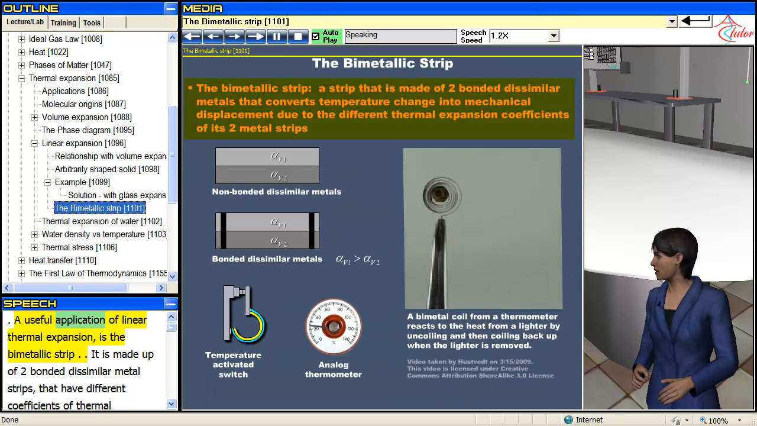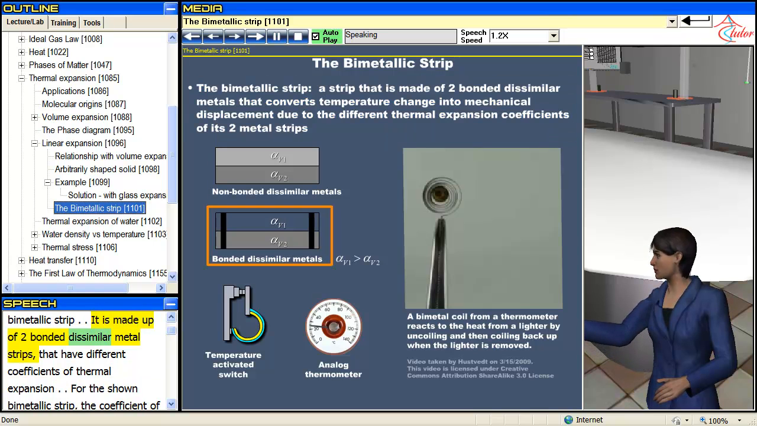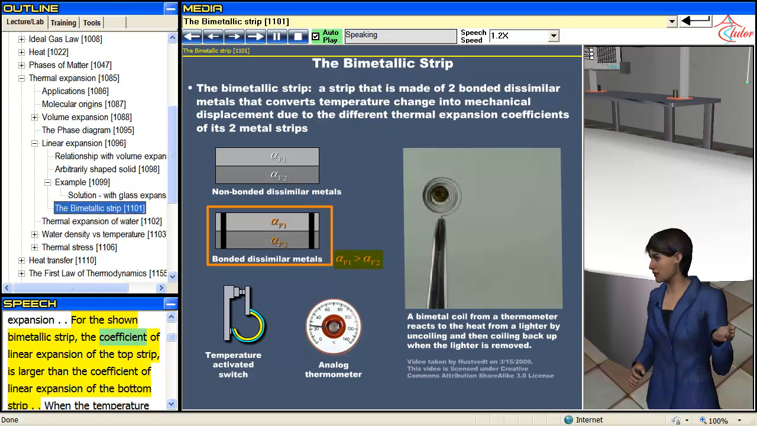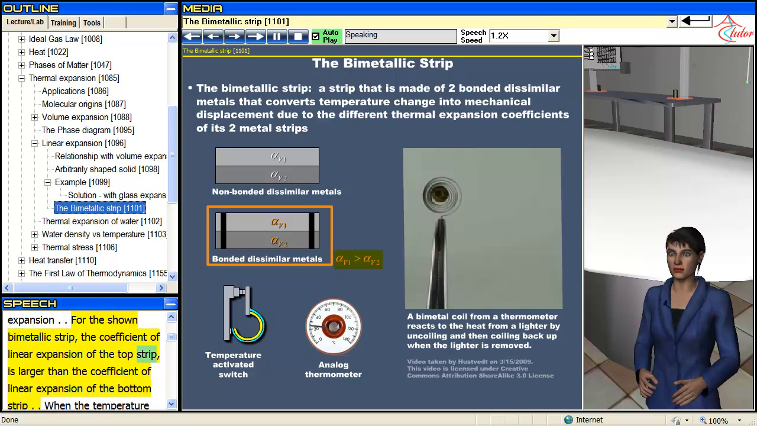A useful application of linear thermal expansion is the bimetallic strip. It is made up of two bonded dissimilar metal strips that have different coefficients of thermal expansion. For the shown bimetallic strip, the coefficient of linear expansion of the top strip is larger than the coefficient of linear expansion of the bottom strip.